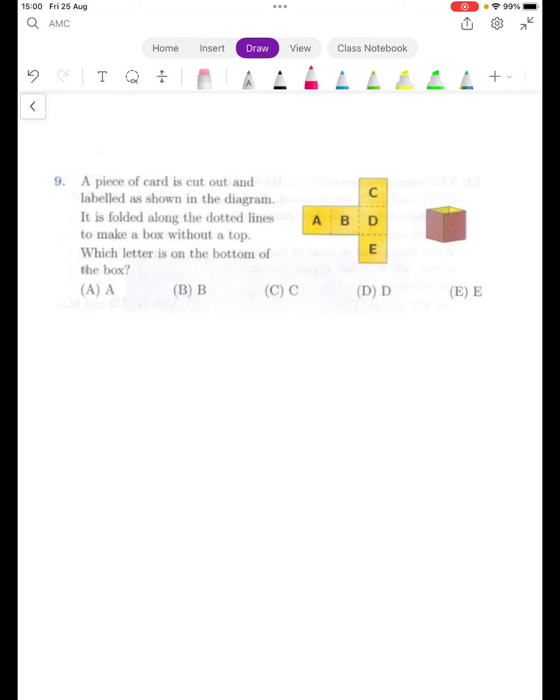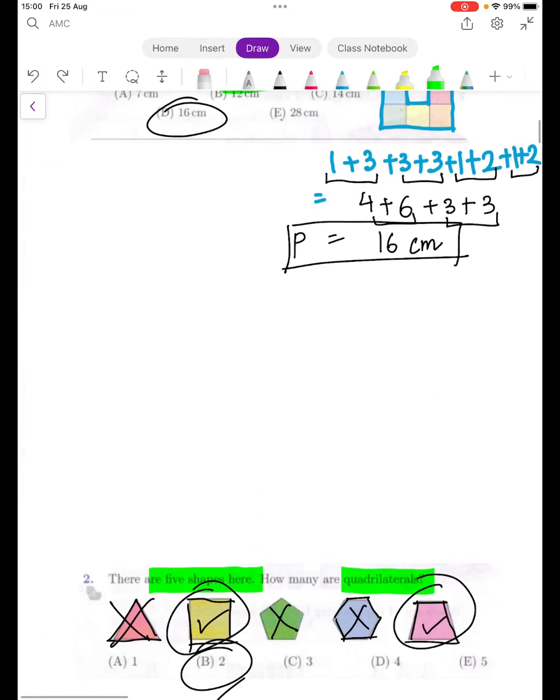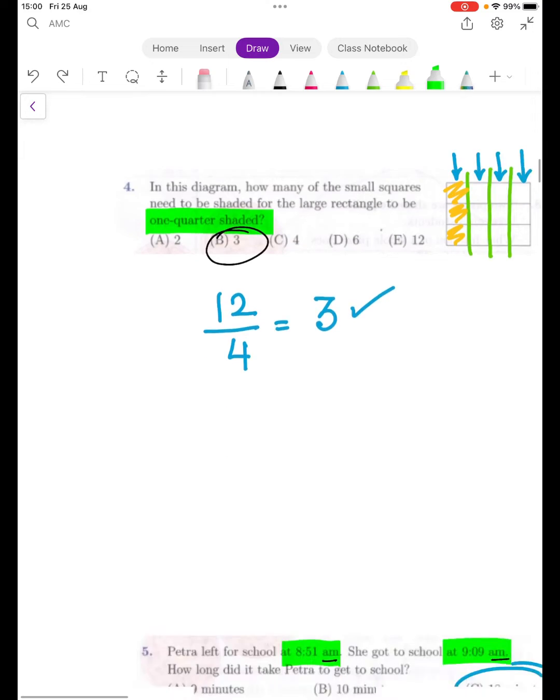Even for me, my visualization is not very good, so I employ a method that I'm going to show you. Let's read the question. A piece of card is cut out and labeled as shown in the diagram. We can see here. It is folded along the dotted lines to make a box without the top, so it will finally become a box like this.